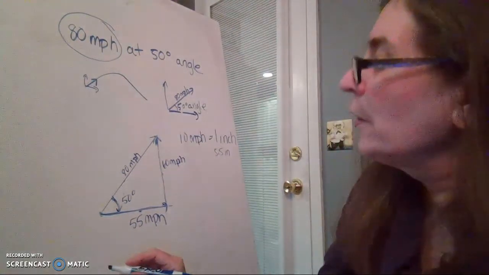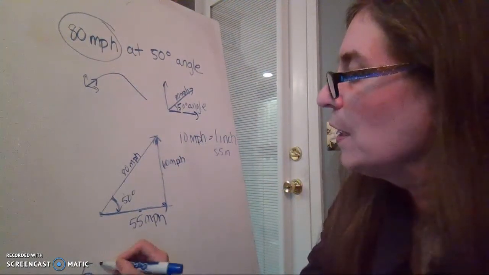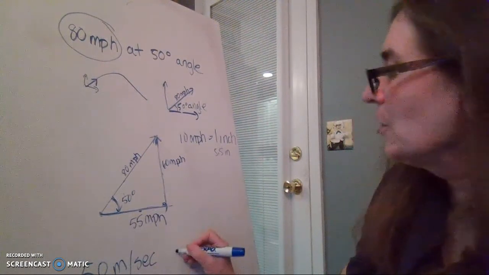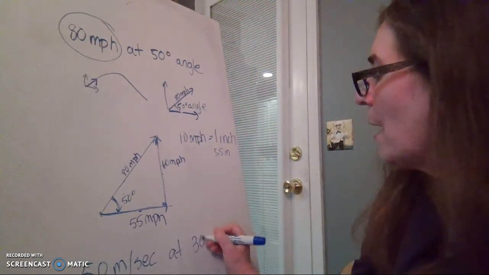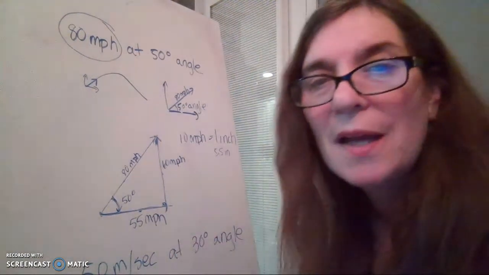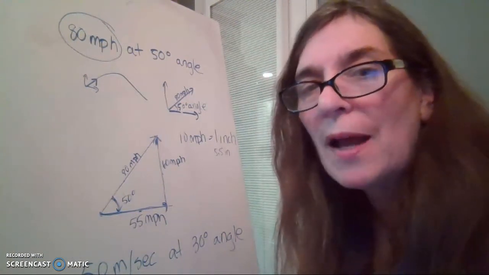So draw one that goes at, let's change it to 50 meters per second at a 30-degree angle. And you may not have a protractor at home, so probably come get one at my house and then take that home as part of your homework.